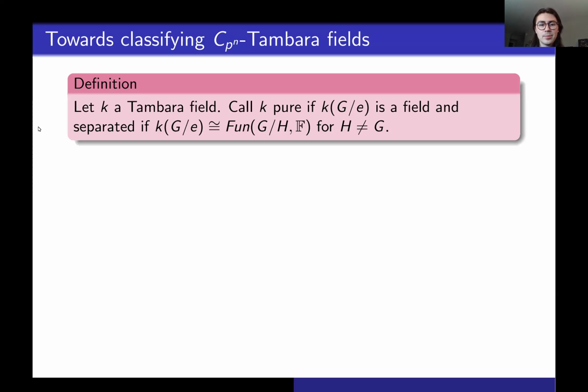I'm workshopping these names. I'm open to changing them. I thought of "separated" because the Zariski spectrum is disconnected or something, but it doesn't matter so much. So when we want to classify C_p^n Tambara fields, the first step is to reduce our classification to the pure fields. So we want to give a recipe that constructs all separated Tambara fields in terms of pure ones.